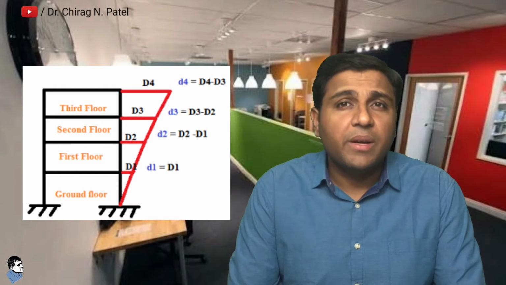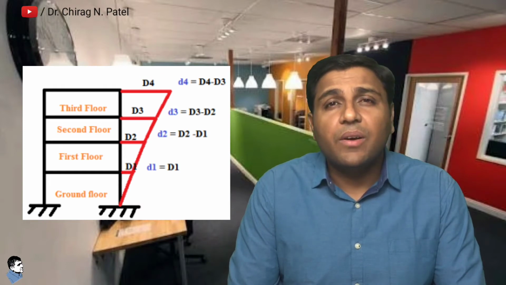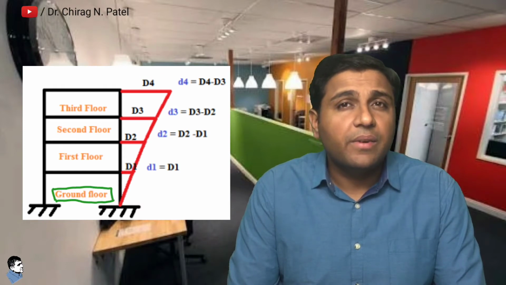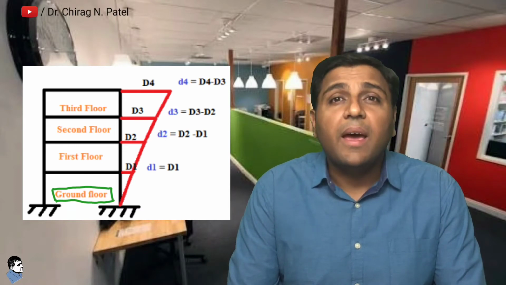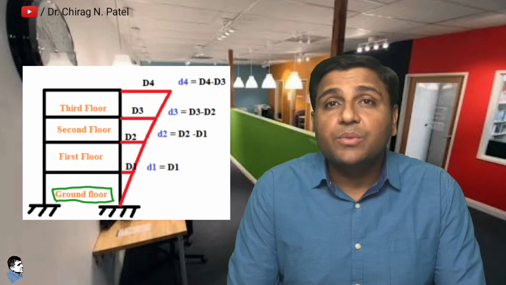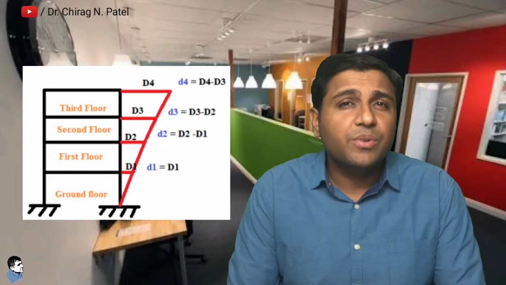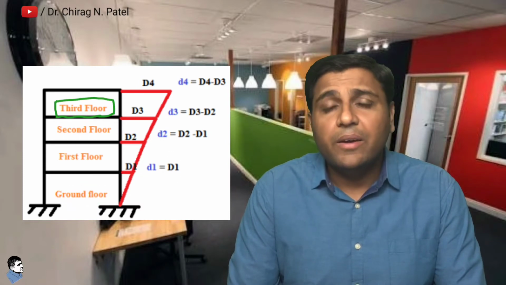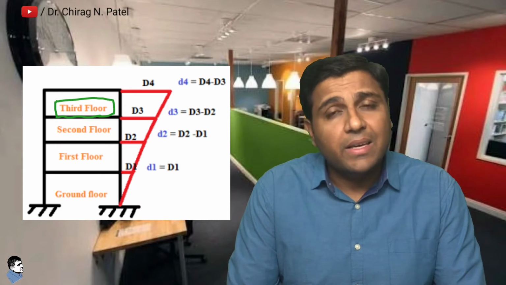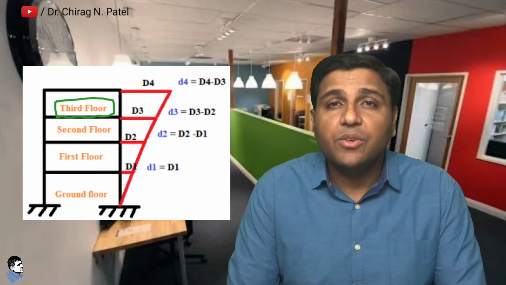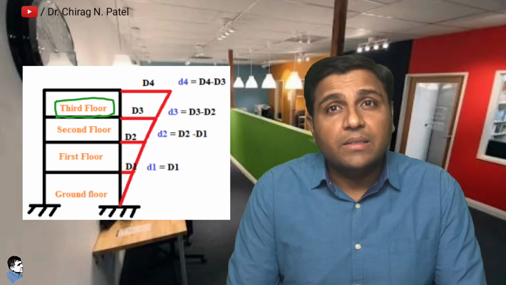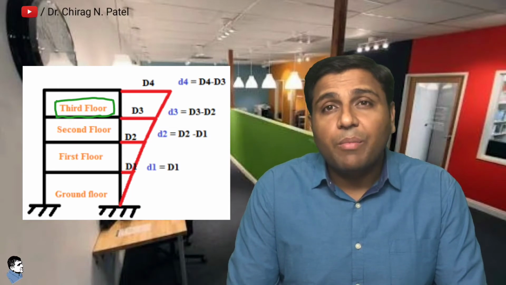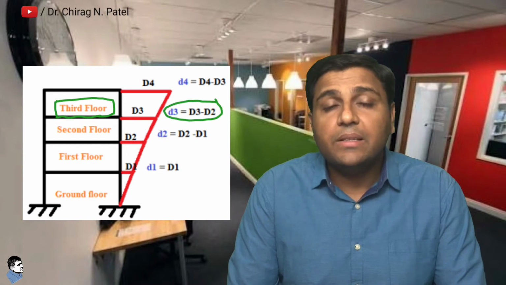For a single story building, here if we consider only ground story, the lateral drift equals the amount of horizontal roof displacement, and that is equal to D1. And to get the story drift at third floor level, deflection of third floor is deducted from the deflection of the floor below, that is second floor. So by equation it would be D3 minus D2.